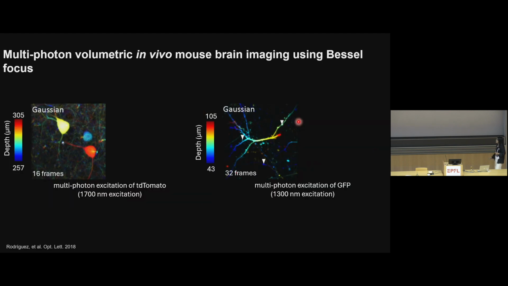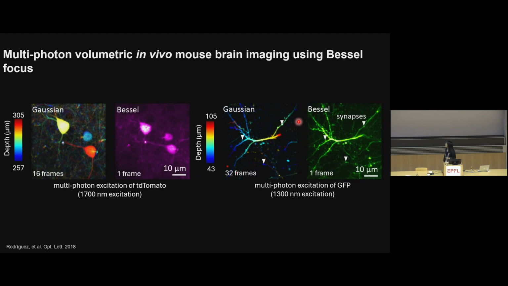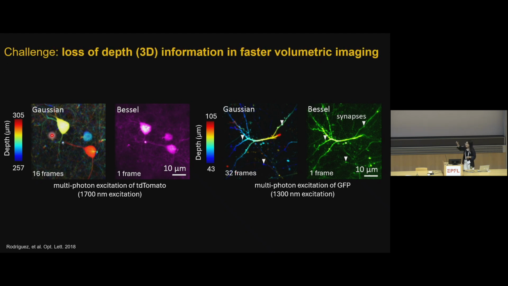This method has been very successful in speeding up the data acquisition from the Gaussian beam scanning, where we acquire data with 16 frames with axial scan. With the Bessel beam, we can now go to about 10 to 30 times improvement in speed to get the same amount of structural information. What you can see is the Bessel beam has identical image quality and information in the images to the Gaussian beam. However, if you take a closer look at those images, you will find that there is a loss of the depth information in between the images.